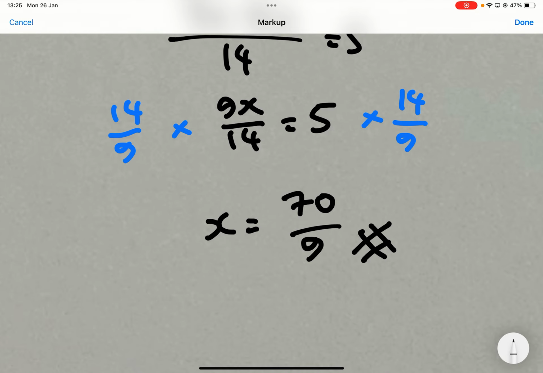Okay, when I get to 9x over 14 equals to 5, I know that finally I want 1x. If I want 1x, it means I don't want this 9. 9 is in the numerator, how can I make it disappear? I multiply by the denominator 9. I want the 14 to disappear, so I multiply by the numerator 14. So the effect of me multiplying this is to cancel, to make my left hand side 1x. Then because I multiply this, that's why I multiply the same thing on the other side.